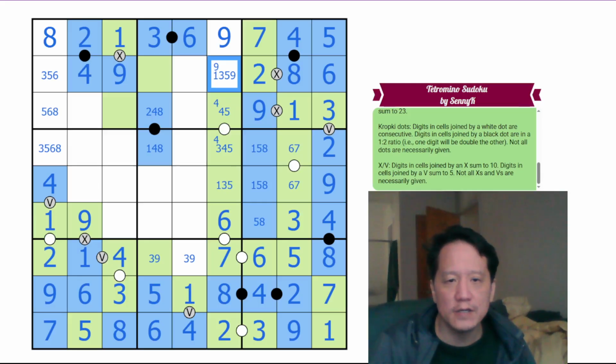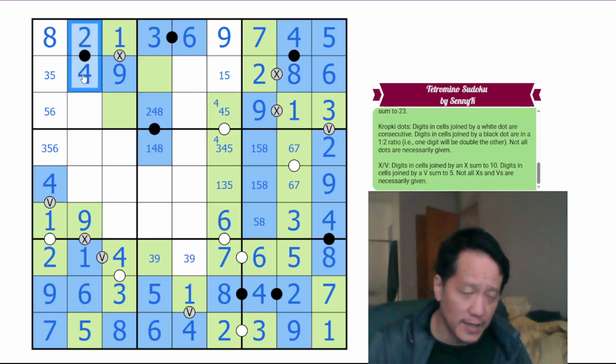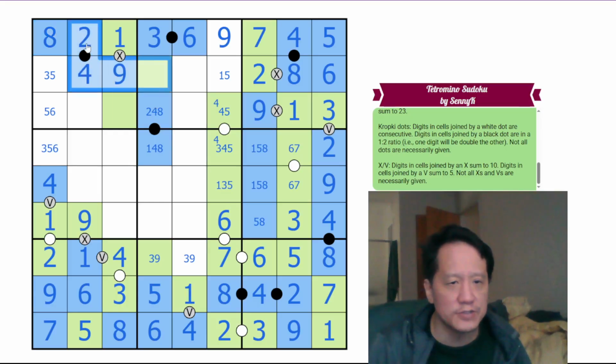No 9 here. No 3 here because of the 3 in the box. No 8 in these cells here. This can't be 6 because of 6 in the row. 2, 4, 9 add up to 15. 15 plus 8 adds up to 23. So this has to be part of it here because it can't connect to any other cell.